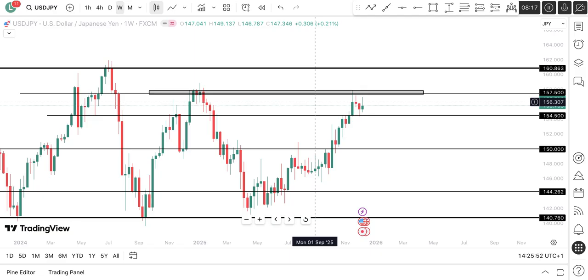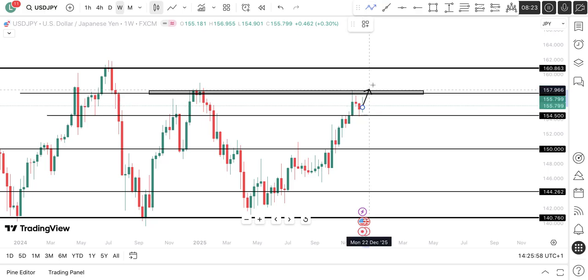My original plan for USD JPY was to wait for a break of this level right here, so I know that we are not going to be involved in any manipulation. My initial plan was to wait for a break and a retest on the 4-hour time frame, daily time frame, and then buy all the way to the upside.